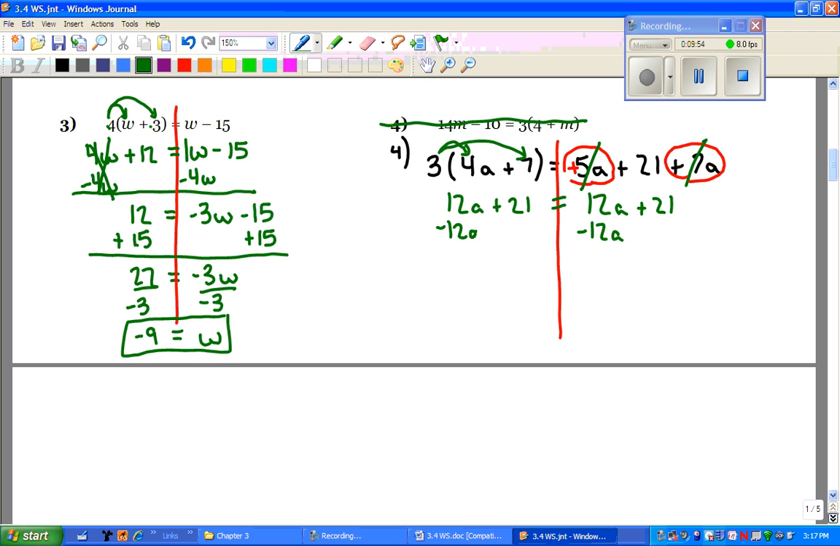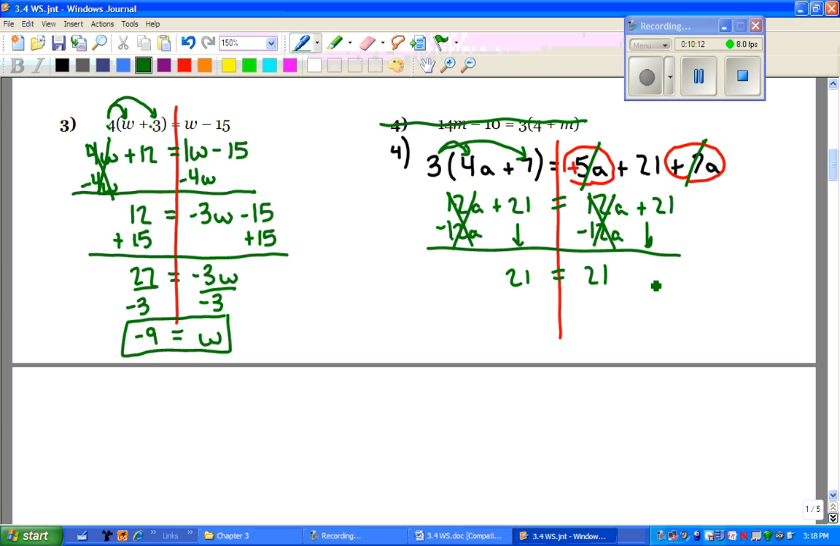But we're still going to continue by moving my a's to one side. So minus 12a. 12a minus 12a goes to 0a, so I bring down my 21. And look at what we have here. 21 equals 21. True or false?